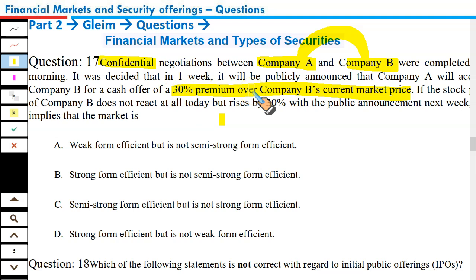This is clearly private information, and if you have this information, you are going to make a lot of money. If you use this private information to make a lot of money, and you are in the US, expect a 20-year jail term. If anyone uses private information for insider trading, the law in the US is extremely stringent. You are in hot water if you do that. Now, if the stock price of company B does not react at all today but rises by 30% with the public announcement next week, what would this imply? Very good question.